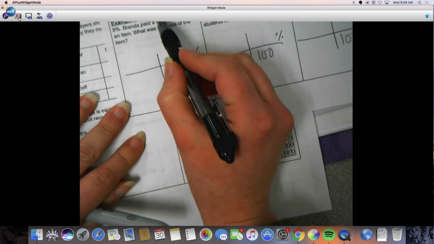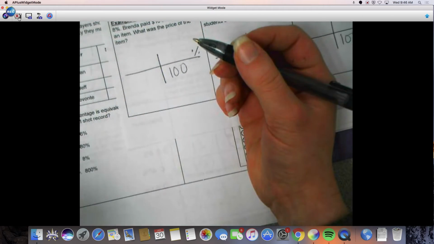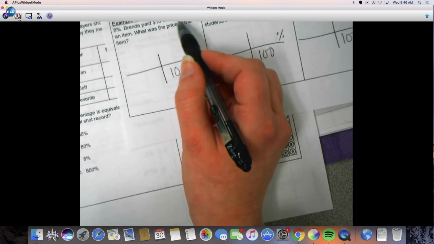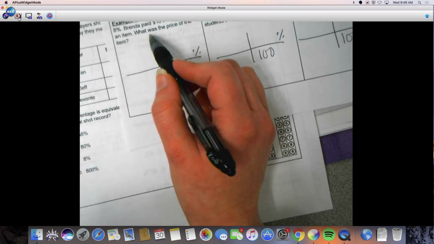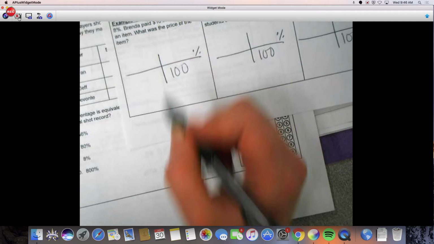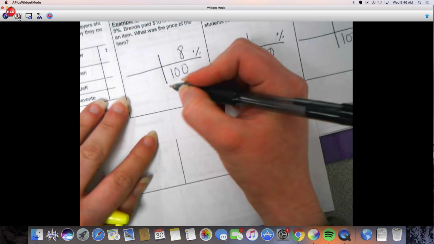The sales tax in Texas is 8%, meaning 8% of your total price is what you're going to pay just in taxes. Brenda paid $10 in sales tax on an item. What was the total price of the item? Well, we know if they're looking for the total price, we know where that goes. Stop it right now and set it up. Okay, check your video now.